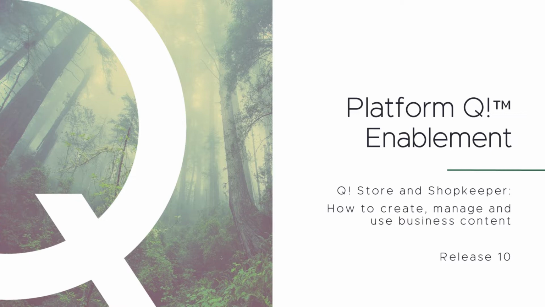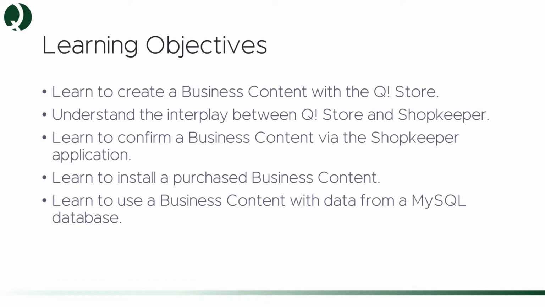There are a couple of learning objectives that we want to achieve. The learning objectives are: learn how to create a business content with the Q-store, understand the interplay between Q-store and Shopkeeper, learn to confirm a business content via the Shopkeeper application, learn to install and purchase a business content, learn to use a business content with data from a MySQL database.